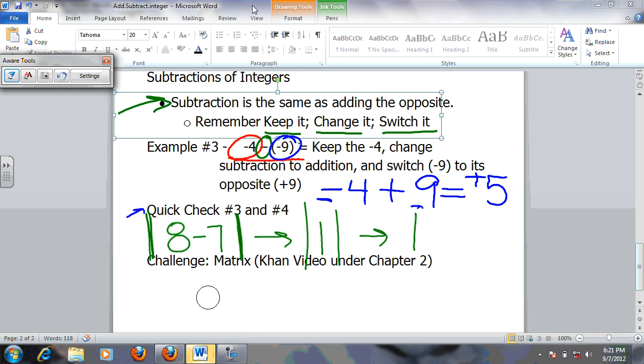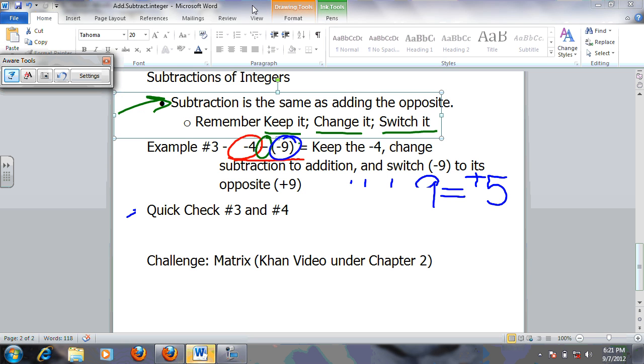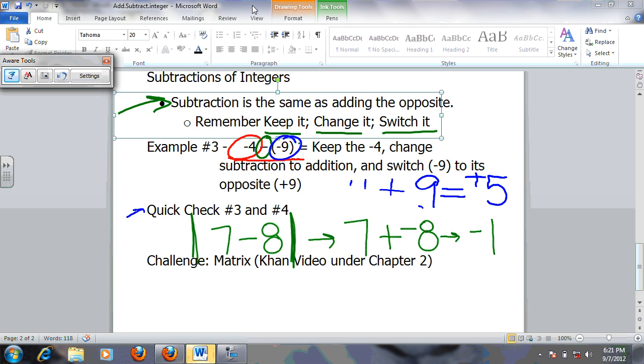Let's look at B, which says the absolute value of 7 minus 8. This is a little different problem. Let's change it to addition. 7 plus -8. 7 plus -8 is -1. So we have the absolute value of -1, which is 1.